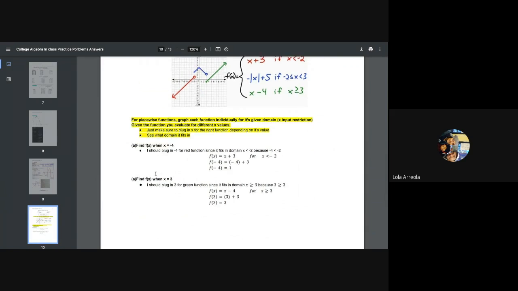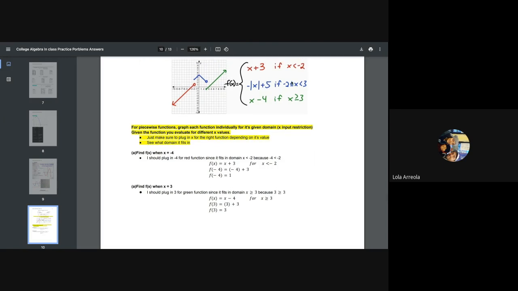Now find f of x, find the output when x is equal to 3. Okay, which domain does it fit? Is 3 less than -2? No, so I can't plug it into the red function. It's either this one or this one, but which one do I know? Well, x is equal to 3. This is saying -2 is less than or equal to x less than 3, so it's not including 3 here. What about here? When x is equal to 3, x is greater than or equal to 3. So I'm only looking at this function, x minus 4.